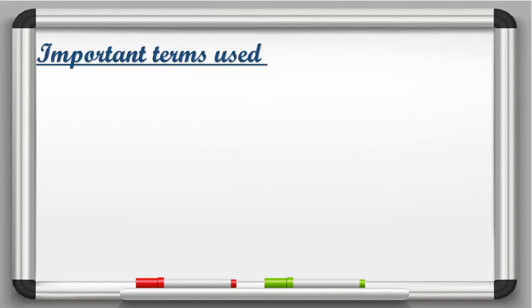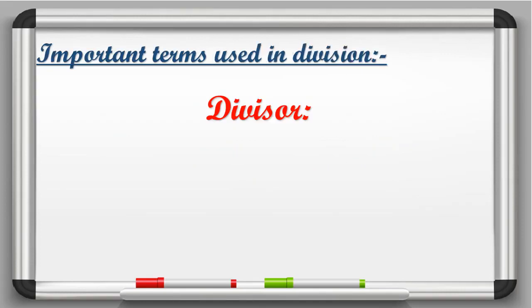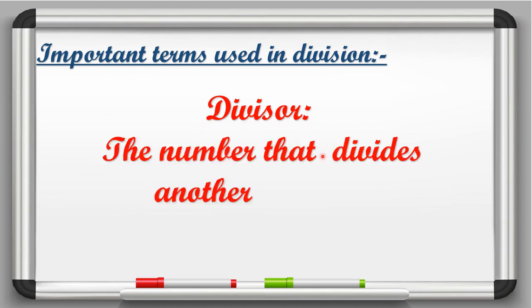Now, the next term used in division is divisor. What is the spelling of divisor, beta? D-I-V-I-S-O-R, divisor. So, what is divisor? The number that divides another number. Wo number, jo hume, jitne logo mein hume divide karna hai, beta. Okay, the number that divides another number.